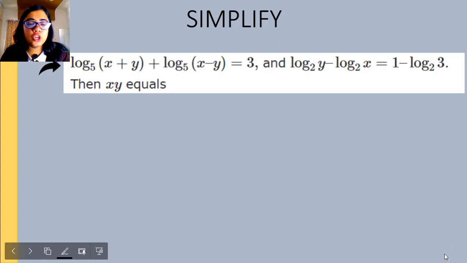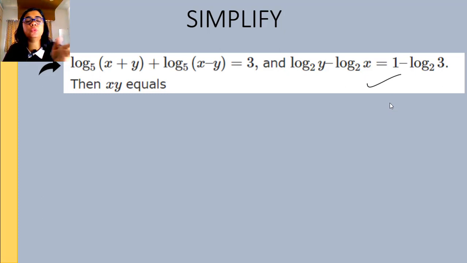Log (x plus y) to the base 5 plus log (x minus y) to the base 5 is 3. And they've given you one more expression. They're asking you, x into y equals how much? Okay? What is the value of x into y? What am I saying? Just write down the first expression.